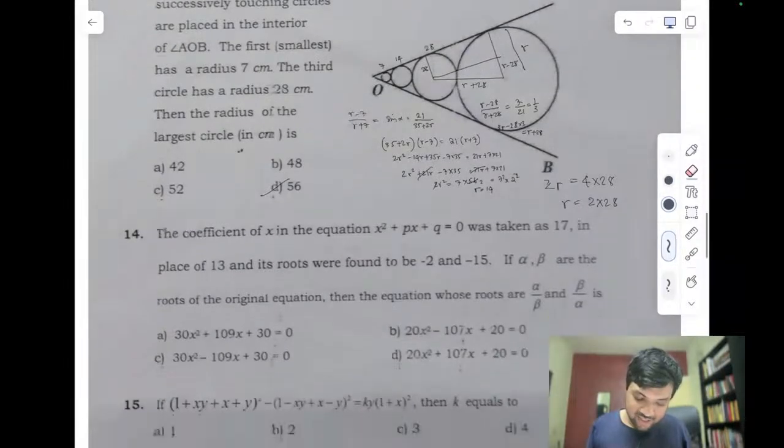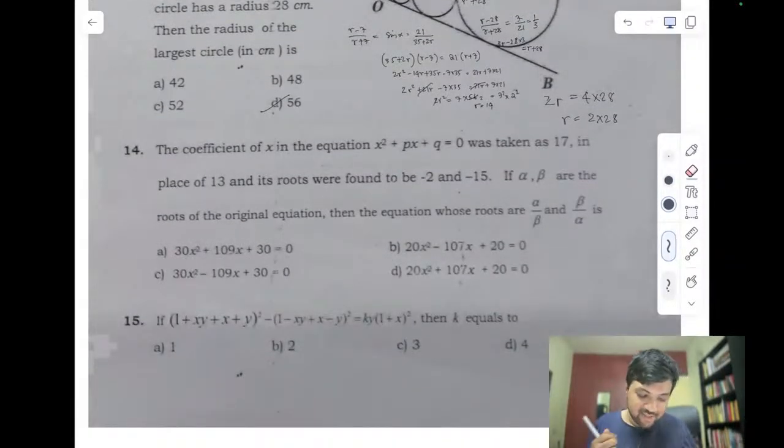Oh, okay. All right. There's negative markings, right? So that discourages guessing. The coefficient of x in the equation x squared plus q is equal to 0 was taken as 17 in place of 13, and its roots were found to be minus 2 and minus 15.